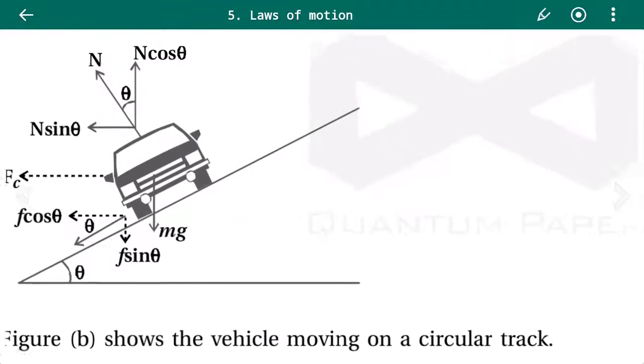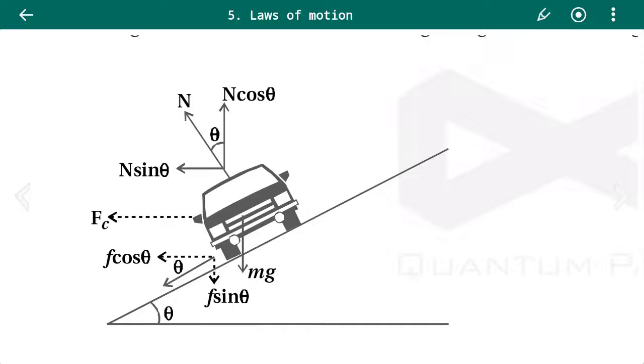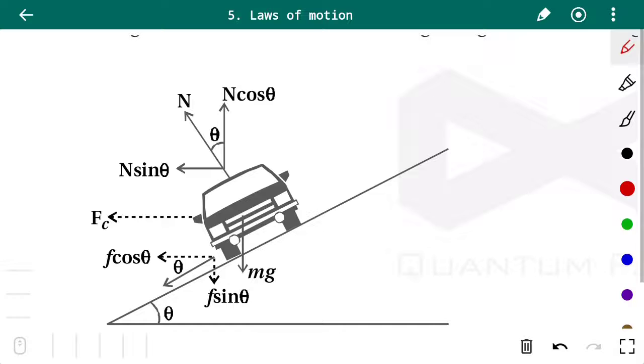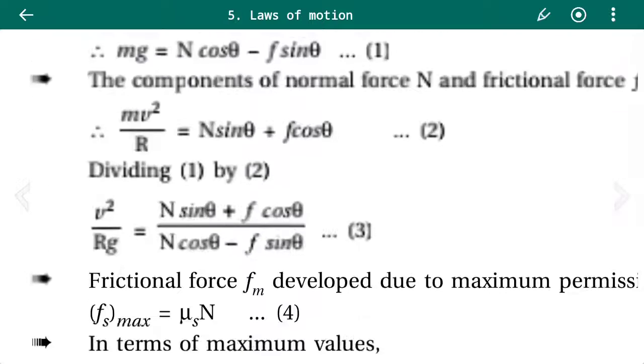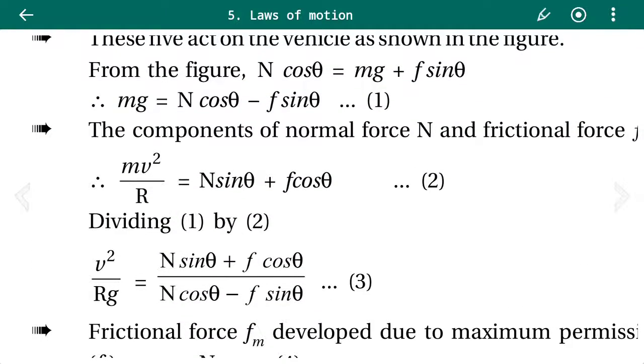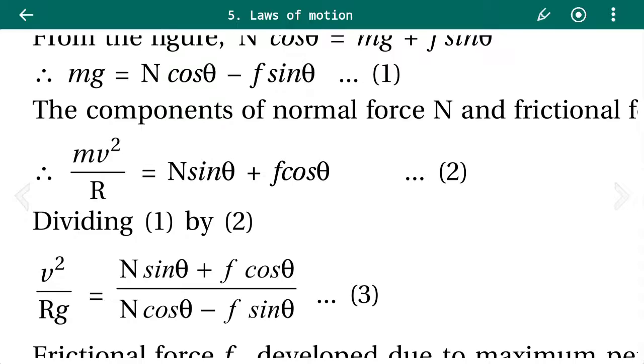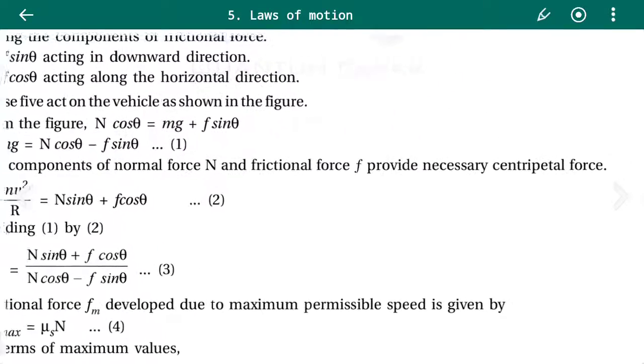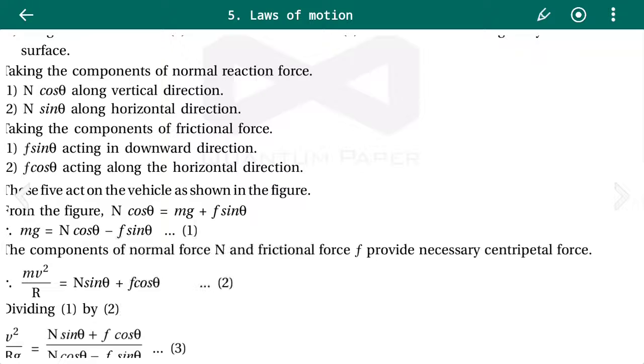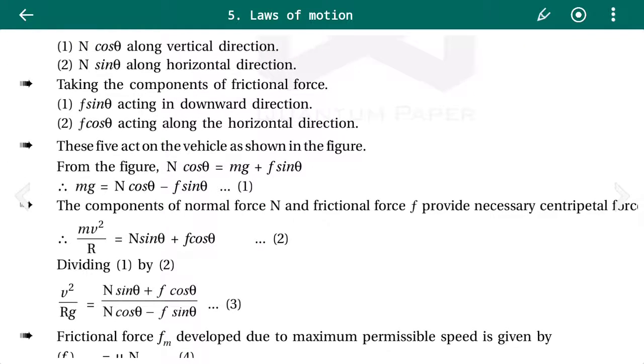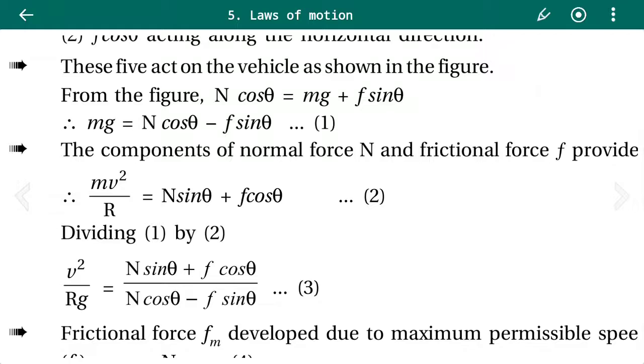Now here we can see in the horizontal direction, F cos theta and n sin theta will be providing the centripetal force. So we can write from this n sin theta plus F cos theta equals Fc, that is, the component of the normal force n and the frictional force F provide the necessary centripetal force. So we can write Fc is equal to F.